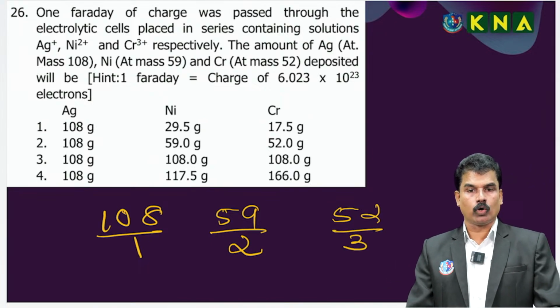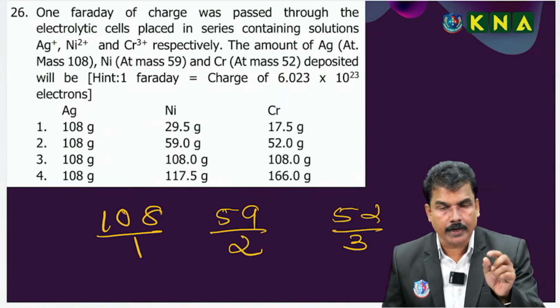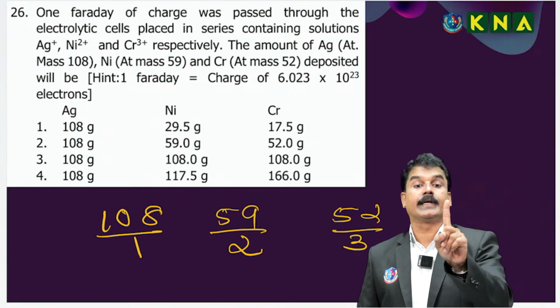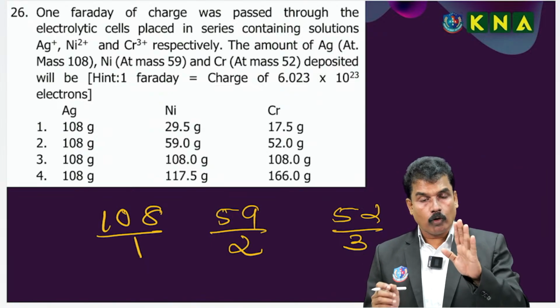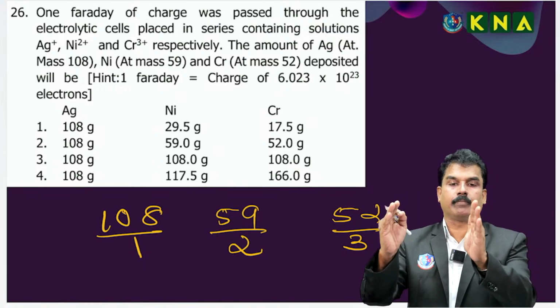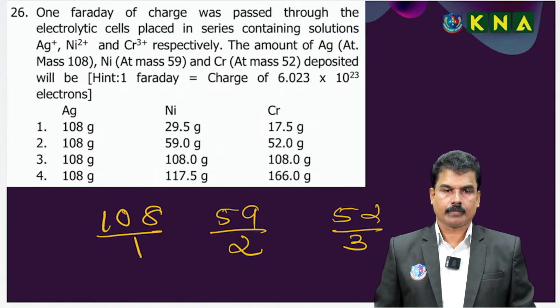Are you getting the idea now? How many electrons are required? The same Faraday we have to pass for getting 1 mole. 1 mole means its atomic mass, that much gram you are getting.